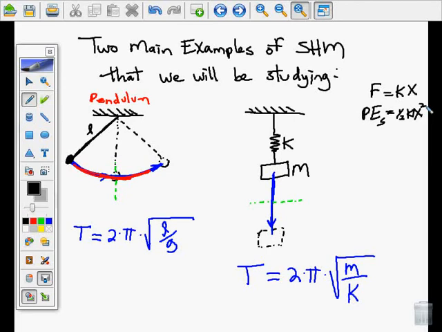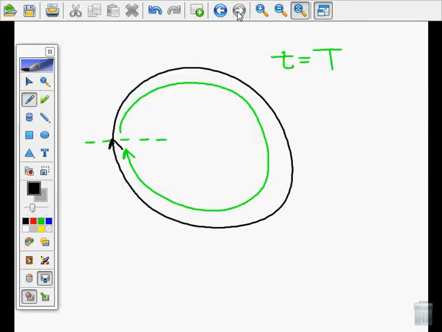Now, the other term that's related to this is the frequency of the vibration. So, period is measured in seconds. And it's the time for one complete cycle.